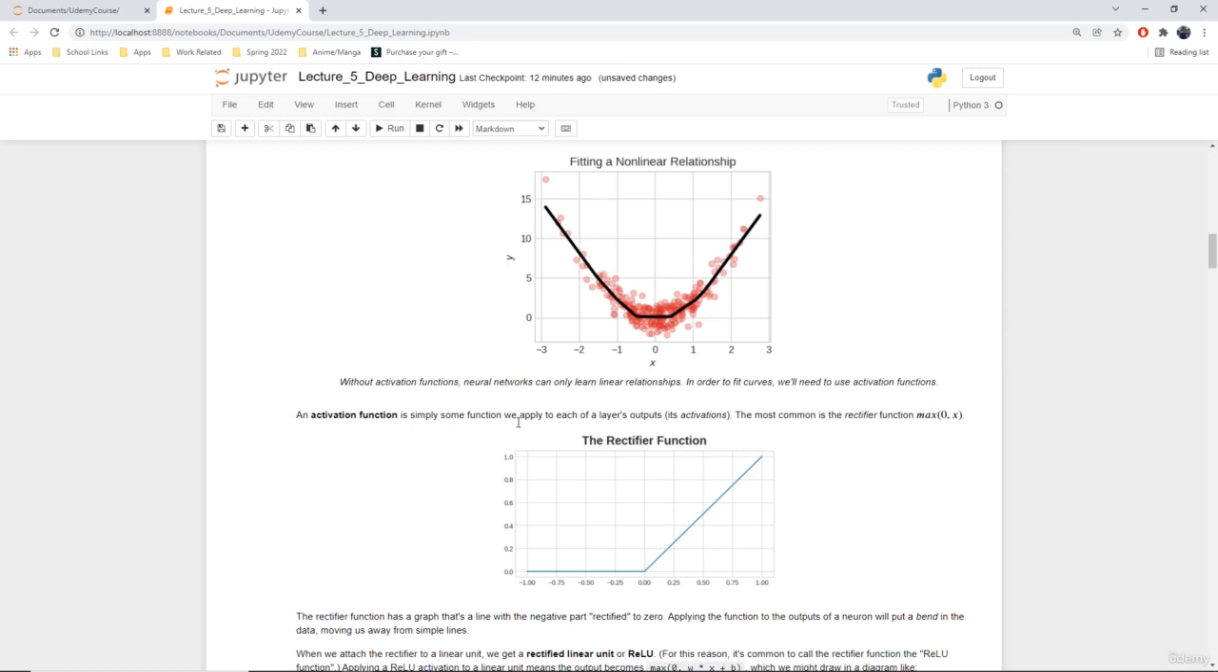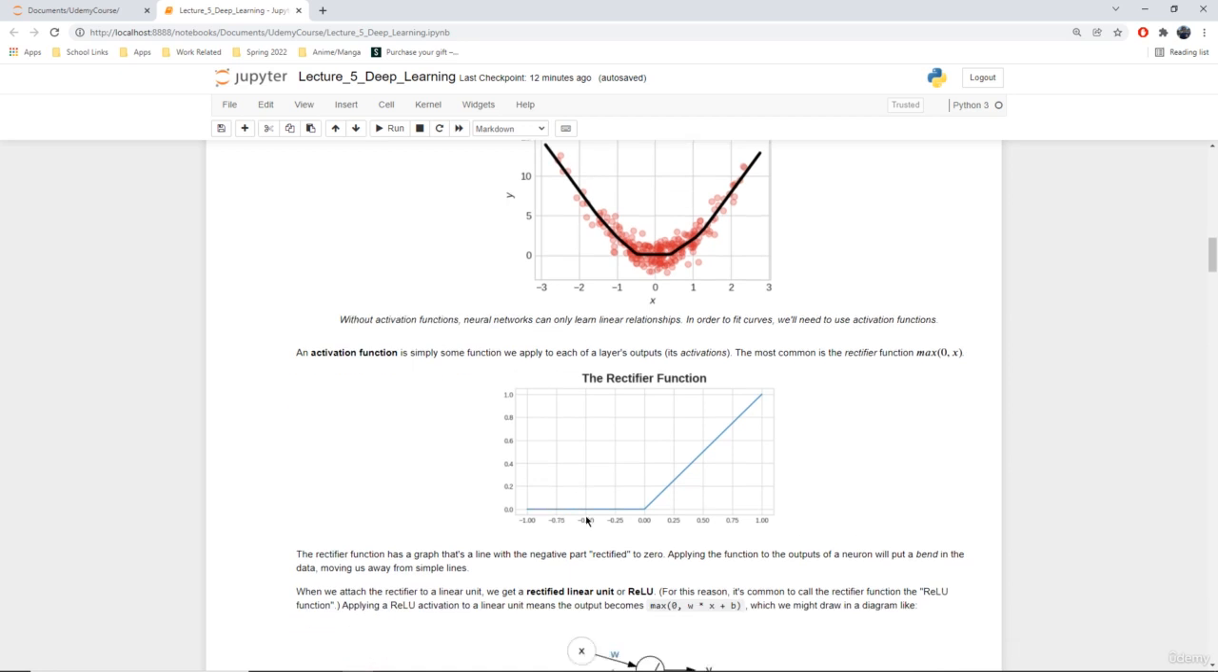and we might use a function that you might have already heard of called the rectifier function. This is a common activation function. The rectifier function simply rectifies its negative inputs to 0. So it essentially takes the maximum of 0 and the current input. As you can tell, any input that's negative will be rectified to 0.